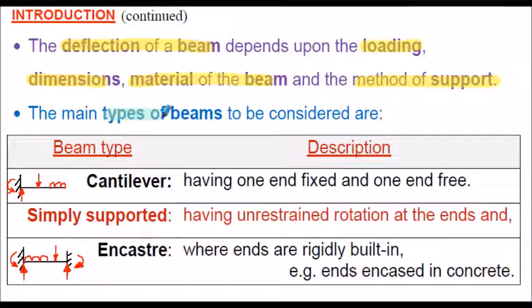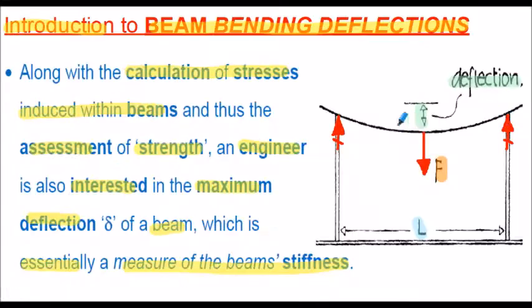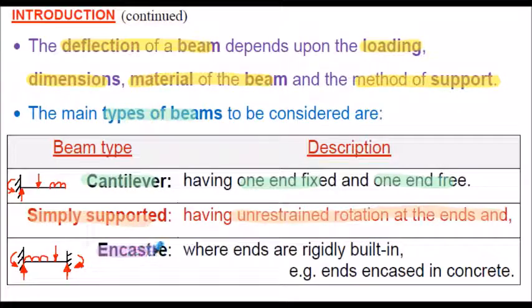The main types of beams that can be considered are the cantilever beam, which has one fixed end and one free end, like a diving board beam. In this particular case we have a reaction at the wall and a fixing moment at the wall. A simply supported beam has unrestrained rotation at both ends, as shown here. We have unrestrained rotation at the ends, but fixed in deflection at the end, no vertical movement allowed here.